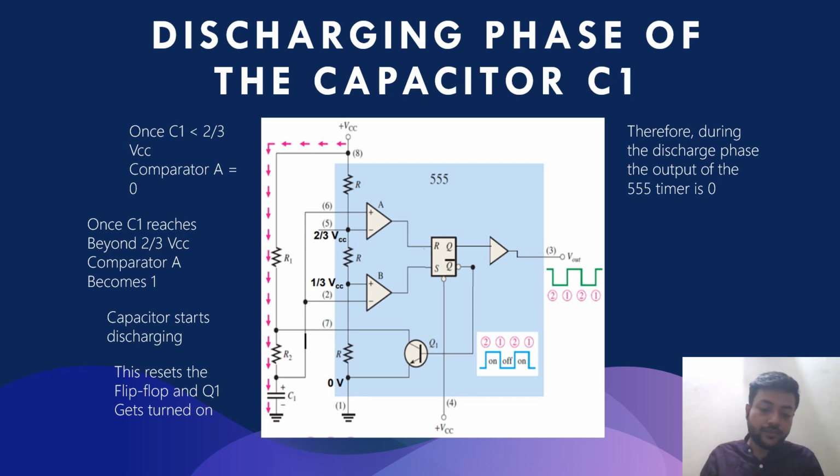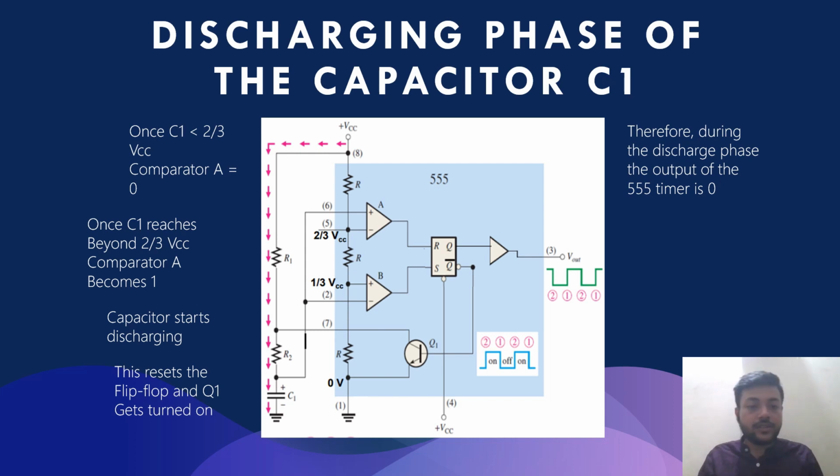The timing of the output square waves, the high and low pulses, is determined by the values of resistors R1 and R2 and capacitor C1. By adjusting these components, we can adjust the frequency and the duty cycle, the ratio of high time to the total period of the output waveform.